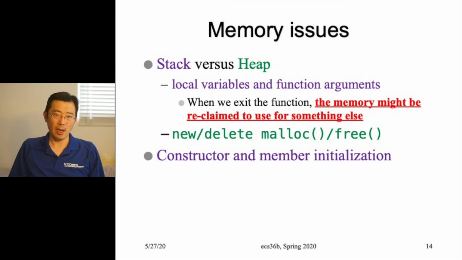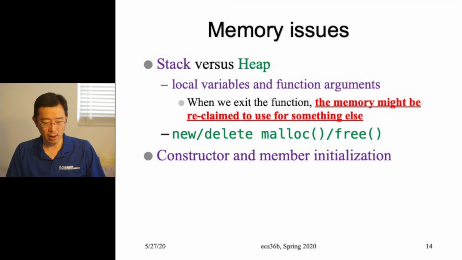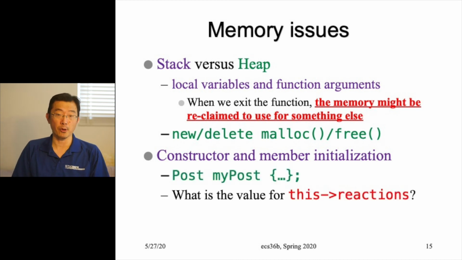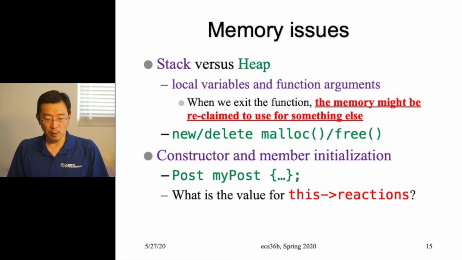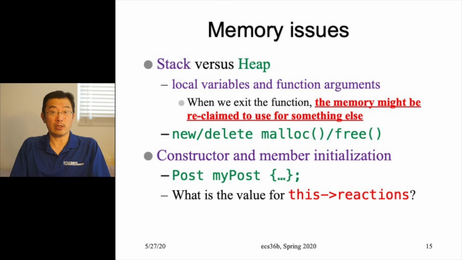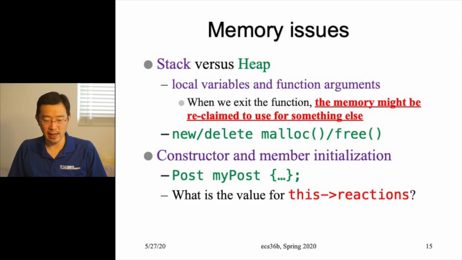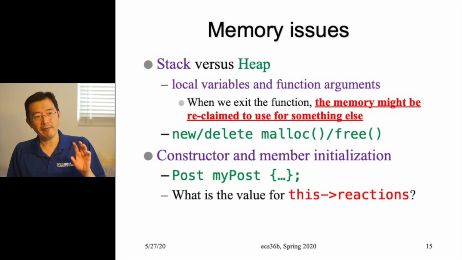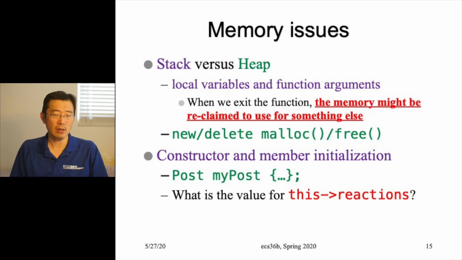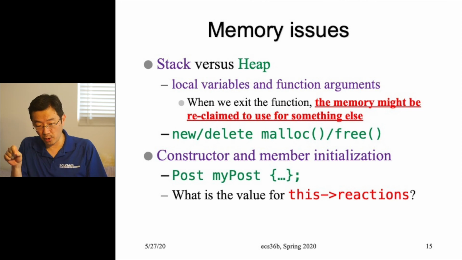For example, let me bring up the slide. The post object has one variable called reactions, which we talked about. We use new to initialize that reaction. But my question is, when you call the constructor, if you didn't set the value of this pointer to the reaction, what will be its value? By the way, that pointer to the reaction is a pointer to a vector, as you can see in our definition.